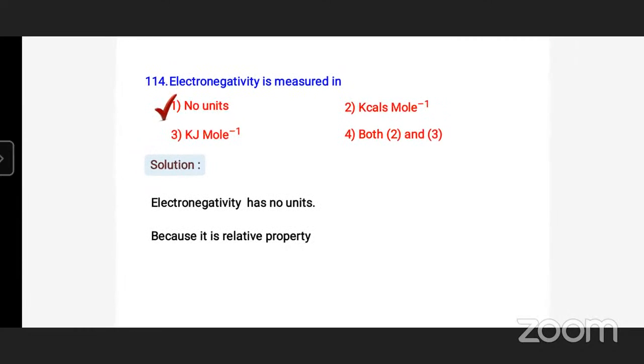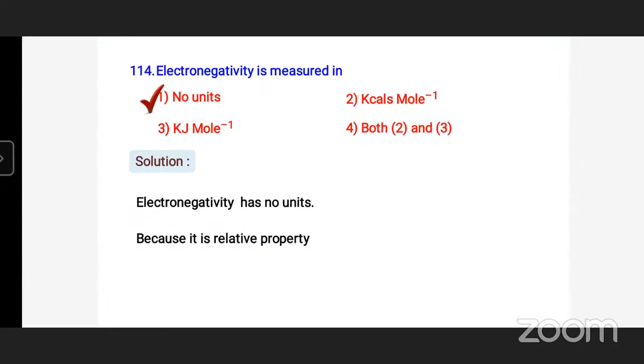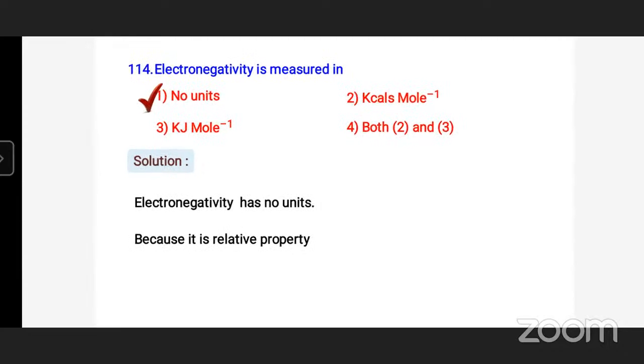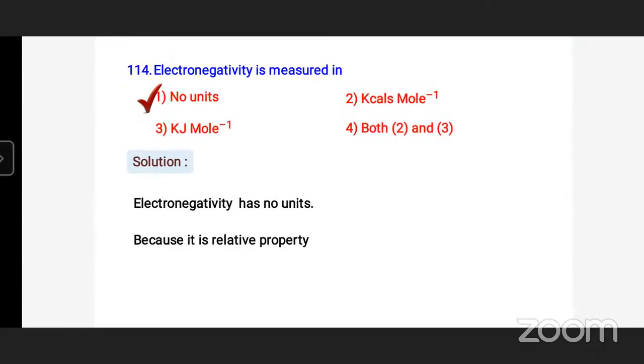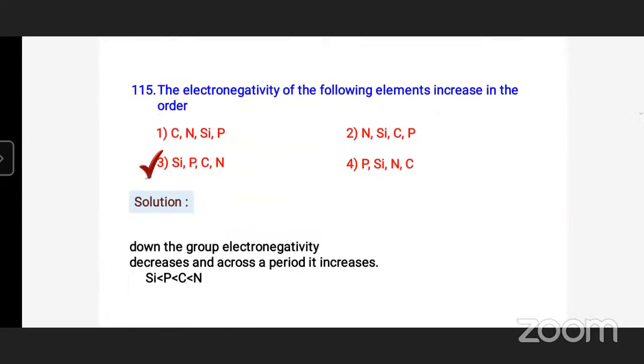Here the question is: electronegativity is measured in number one, no units; number two, kilocalories per mole; number three, kilojoules per mole; number four, both second and third. Electronegativity has no units because it is a relative property. So the first option is the right option. Electronegativity has no units.